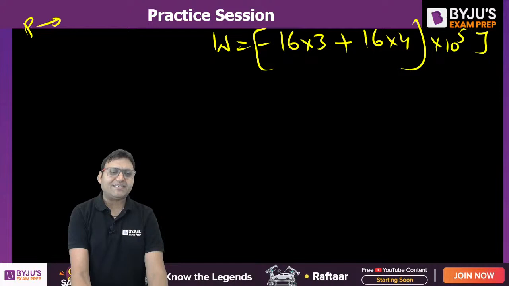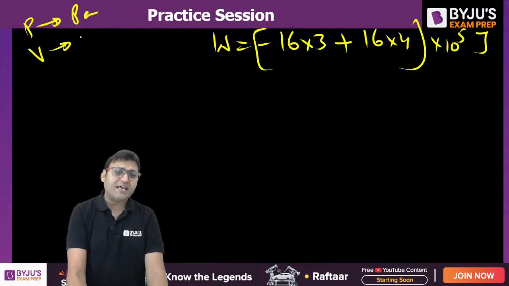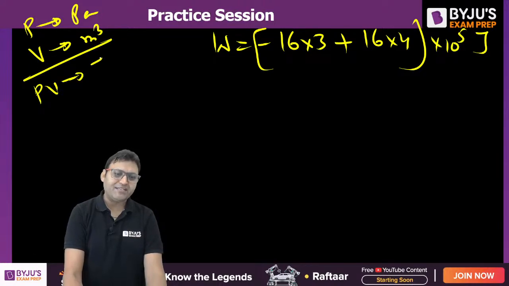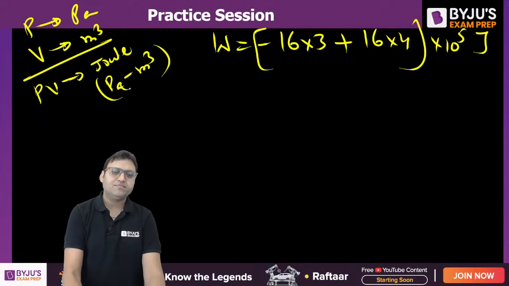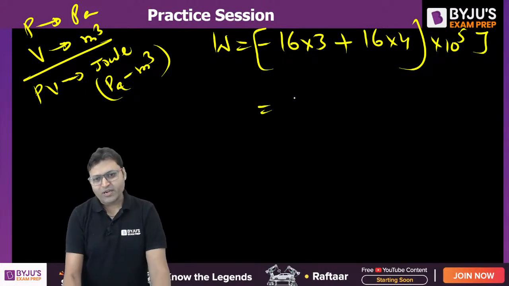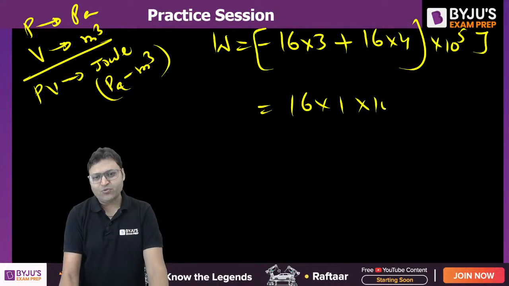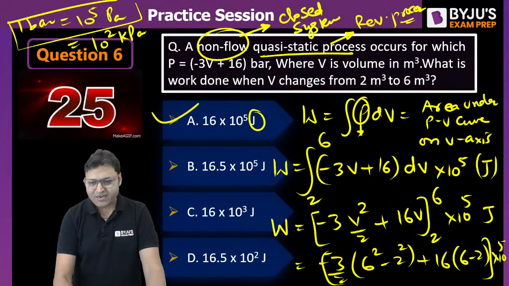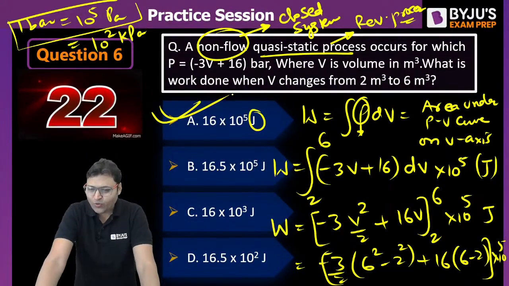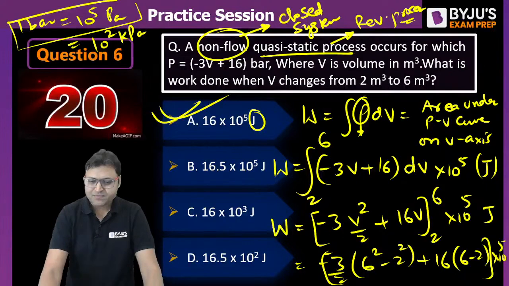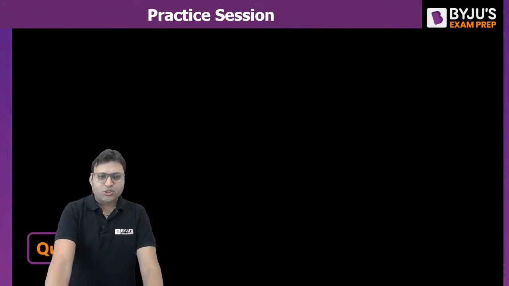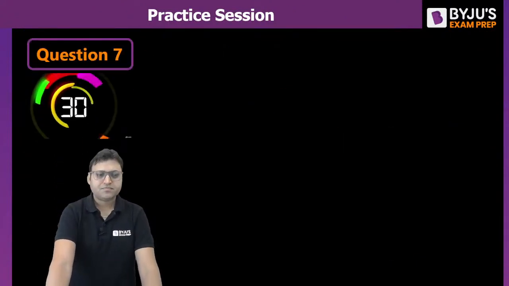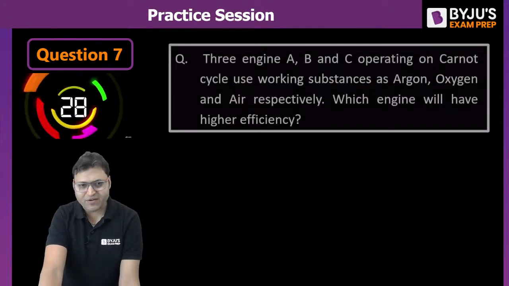When the pressure is taken in Pascal and volume in meter cube, then pressure into volume becomes Pascal into meter cube, that is the joule. The unit becomes joule. So it will be 16 into 1 into 10 to the power 5 joule. That is the work done. Option A is the right answer. Well done. Good. Let us move to the next one. Question number 7.